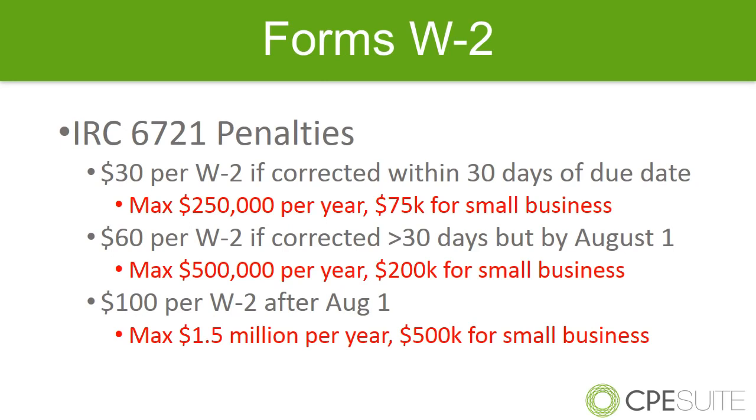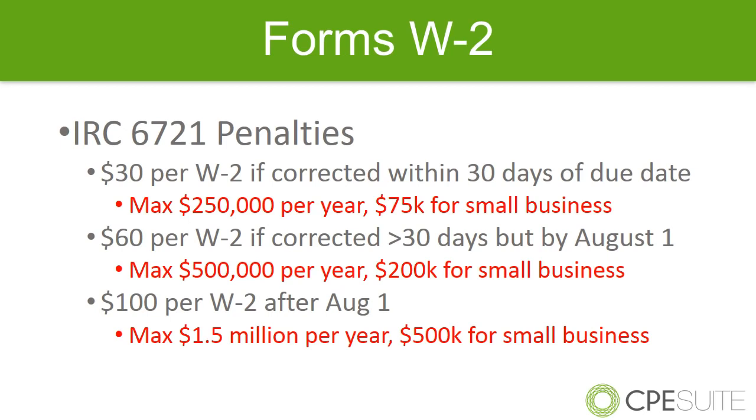The penalty is $60 per W-2 if the W-2s are filed or corrected greater than 30 days after the due date, but no later than August 1st. And the caps here are $500,000 or $200,000 for a small business. The penalty is $100 per W-2 if it is filed or corrected after August 1st. And this penalty has a max of $1.5 million per calendar year, or $500,000 for a small business.